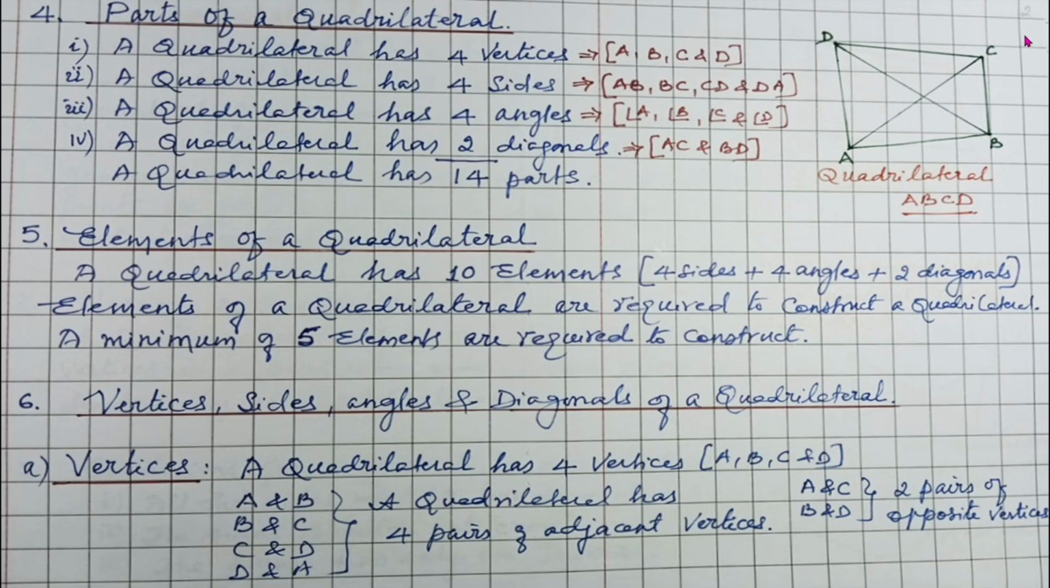Now, to understand the vertices, sides, angles and diagonals of a quadrilateral, let us discuss the vertices first. A quadrilateral has 4 vertices, and in that, the vertices A and B are adjacent vertices, B and C are adjacent, C and D are adjacent, and D and A are adjacent vertices. In all, there are 4 pairs of adjacent vertices, and also A and C are non-adjacent and B and D are non-adjacent. Therefore, there are 2 pairs of non-adjacent vertices or 2 pairs of opposite vertices.